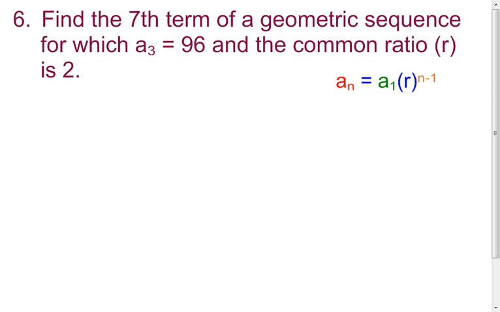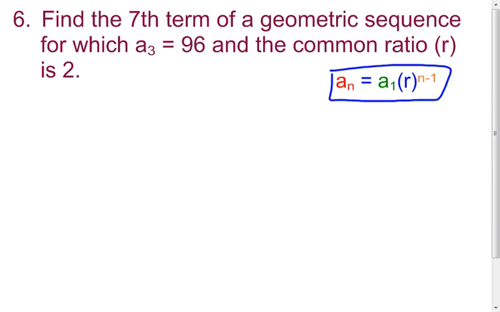All right, so here we go. Find the seventh term of a geometric sequence for which the third term, that's what A3 means, is 96, and the common ratio is 2. All right, so again, we're using this handy-dandy formula.